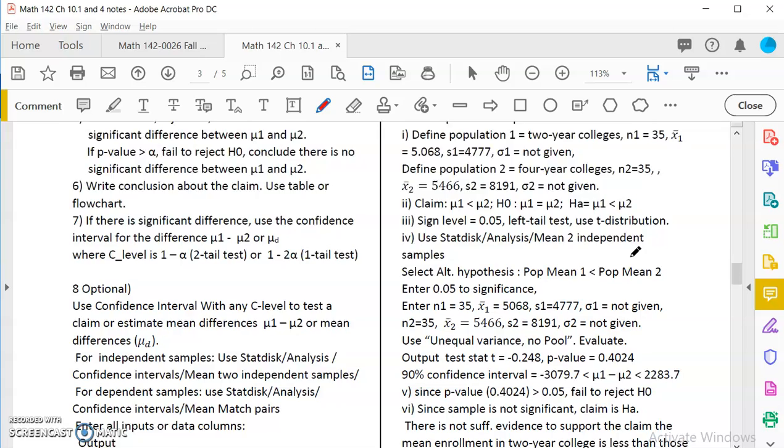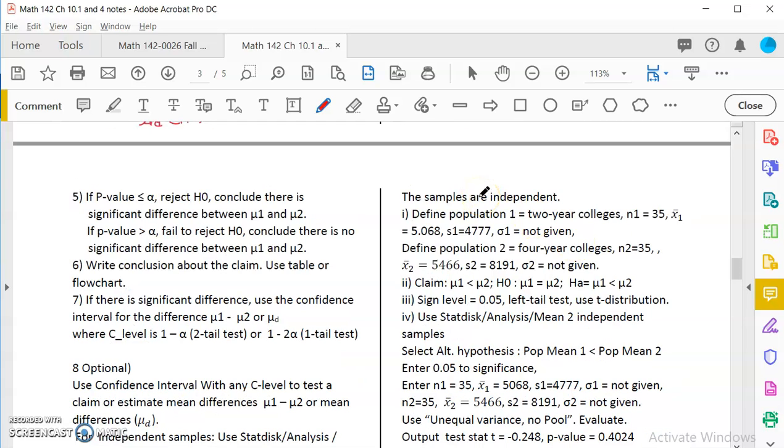First of all, collect all the information and write it down. Because there's two independent samples, some are 4-year college, some are 2-year college. They're not affiliated with each other or paired up. It just so happened that they have 35 in each. You want to make sure which one is 1 and which one is 2. So 2-year is population 1, and you write down n1, x1 bar, s1. Population 2, 4 years, n2, x2 bar, s2. Both sigma are not given.